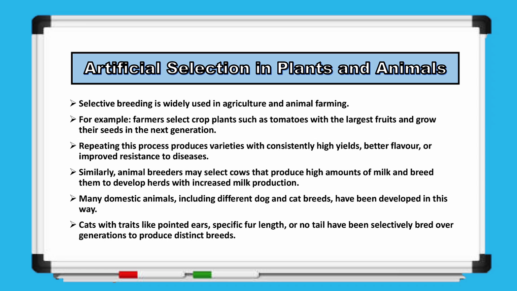For example, farmers select crop plants like tomatoes that produce the largest fruits and use their seeds to grow the next generation. When this is repeated over many generations, it leads to plants with consistently high yields, better taste, improved size, or greater resistance to disease. Similarly, in animal breeding, cows that produce large amounts of milk are selected and bred together to develop herds with much higher milk production. This same principle has also been used to develop many domestic animal breeds, including different types of dogs and cats. Over time, traits such as fur length, ear shape, or even absence of a tail can be enhanced through repeated selective breeding.